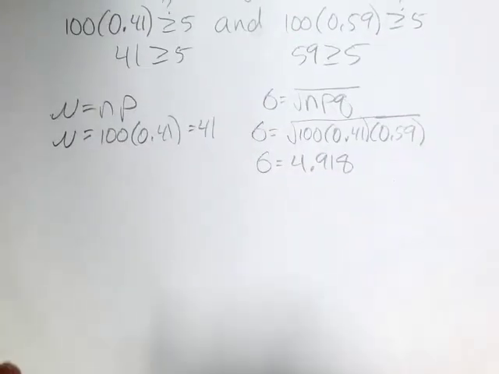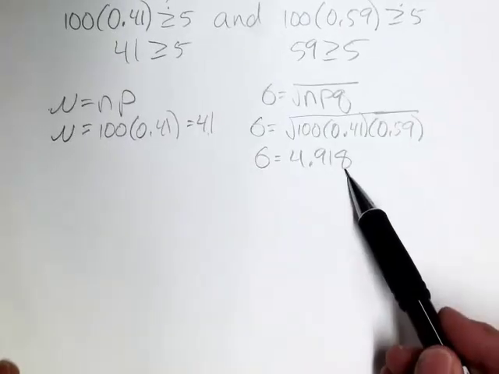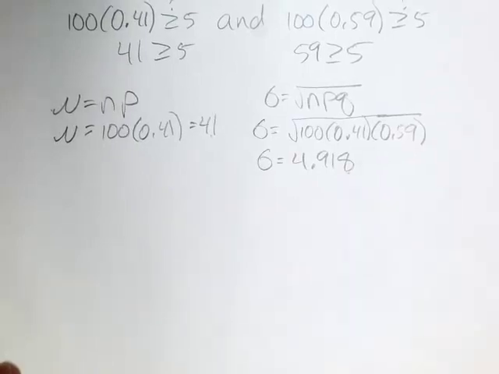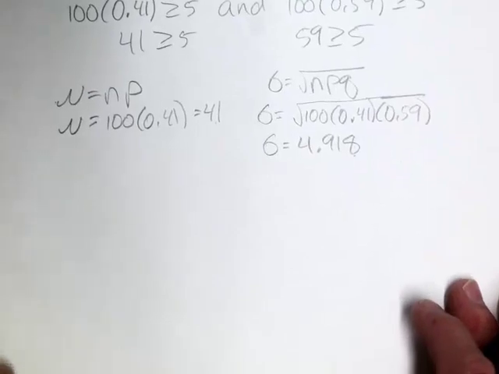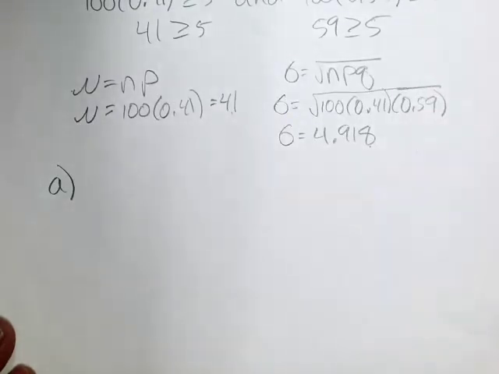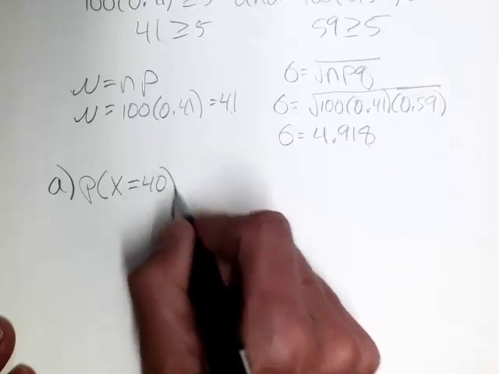Now we know we have a bell-shaped distribution with this mean and this standard deviation. So now this problem essentially reduces to section 5.2, the non-standard normal distribution. However, we need to account for the continuity correction. For part A, we're asked to find the probability that the number who have encountered fraudulent charges on their credit cards is exactly 40. So we want to find the probability X is exactly equal to 40.